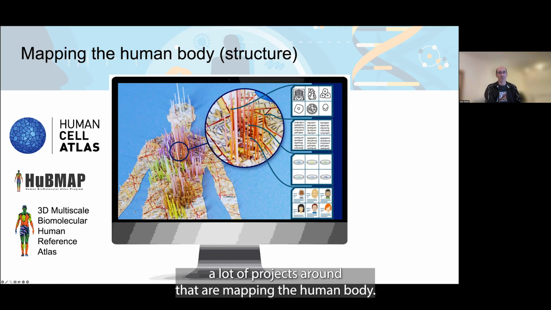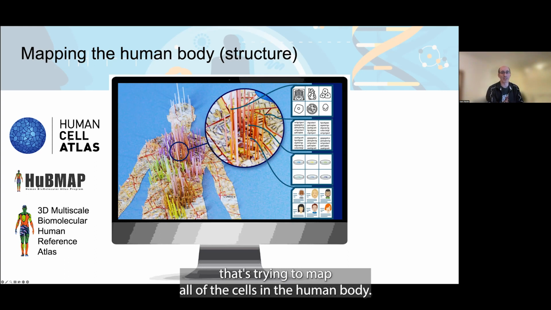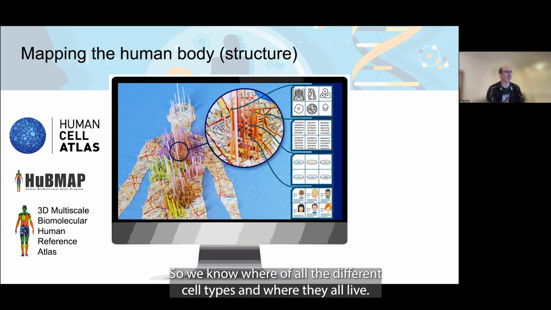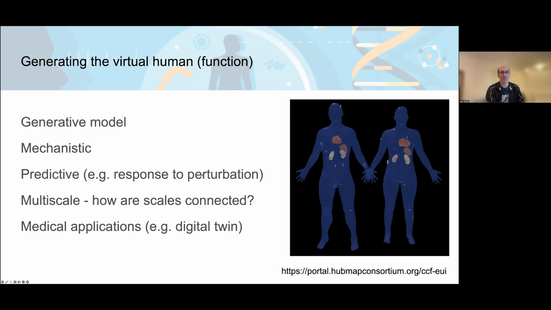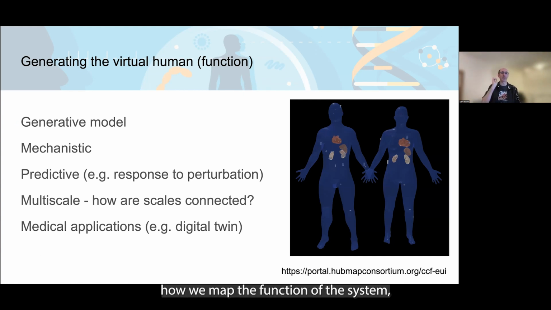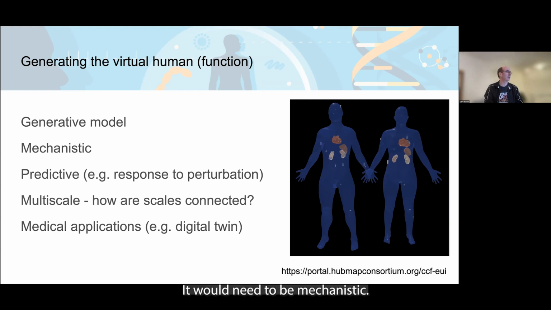So there are a lot of projects around that are mapping the human body. The Human Cell Atlas is one that's trying to map all of the cells in the human body, and there's other ones. And that kind of maps the structure of the system. So we know all the different cell types and where they all live. One of the things that we need to think about as well is how we map the function of the system, even define the function of the system. And a generative model might help with this. It would need to be mechanistic. So as I mentioned before, we need to understand how it works. We can't just let the AI understand and not let us understand.